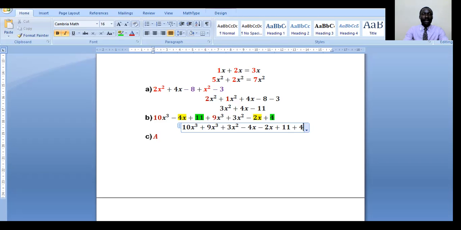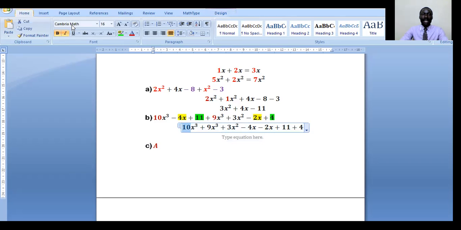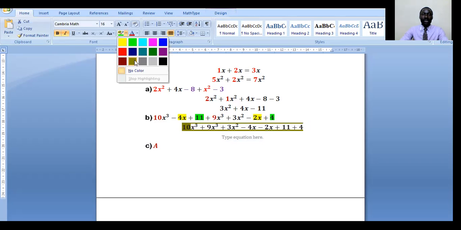Now, what else after this? Well, after this, we now do what? We now add the numbers right in front. So notice that in this case, we have 10, which is standing in front of x cubed, okay? 10 is standing in front of x cubed. And then we also have 9 standing in front of x cubed. So what that means is we are going to have this what?